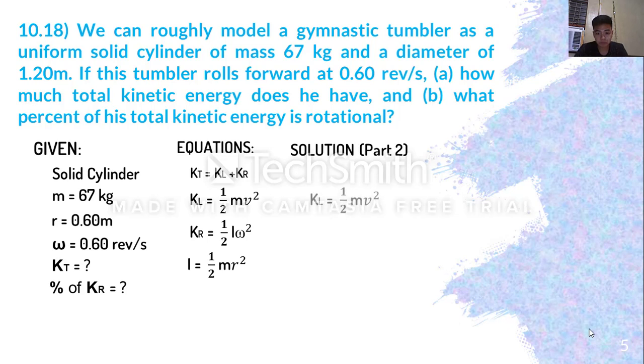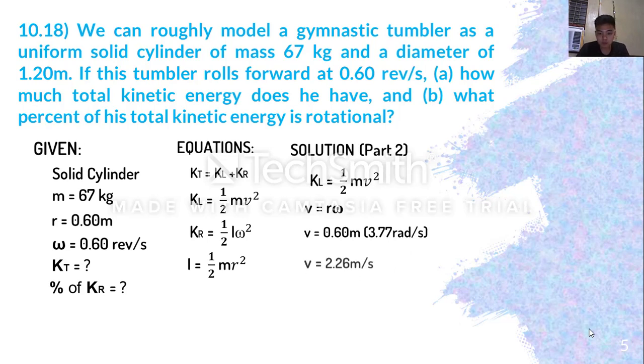Now for the second part of our solution, we need to find our linear kinetic energy, and for the linear kinetic energy we need to use 1/2 mv squared. But since we don't have the v, the linear velocity, we need to use this: v is equal to r omega, or radius times the angular velocity. It will be 0.60 meters times 3.77 rad per second, which will give us a velocity of 2.26 meters per second. Now we can plug it in.